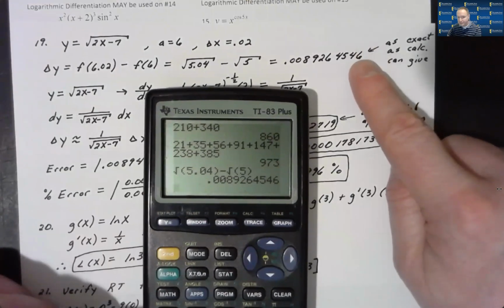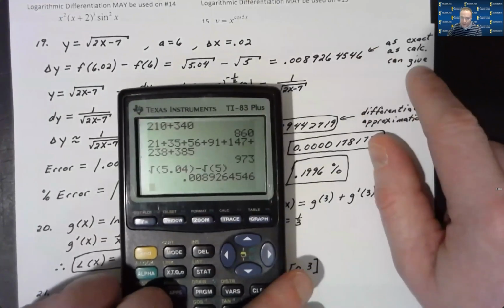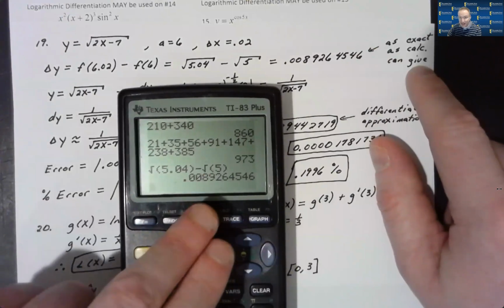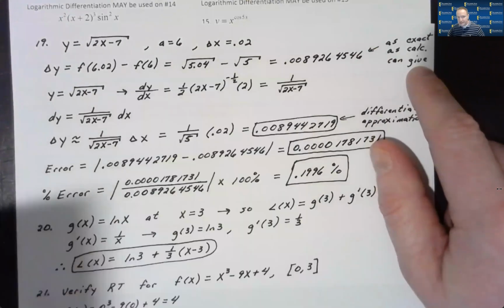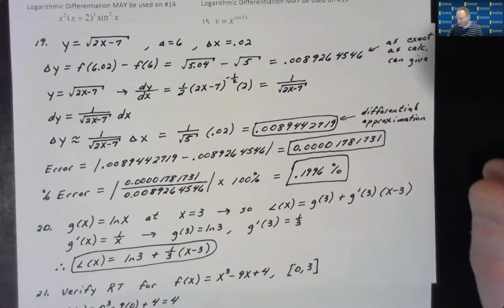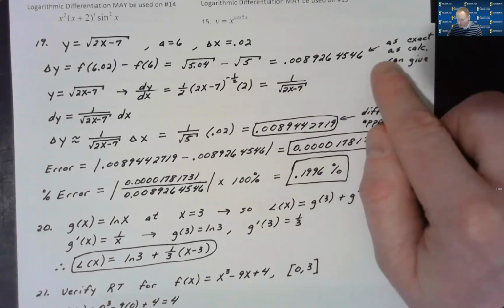0.089264546. Now, that is as close as the calculator can get. Of course, since that's an irrational number, it's technically not exact, but it's as exact as we can get without using anything more fancy than our calculator. So it'll be good enough.